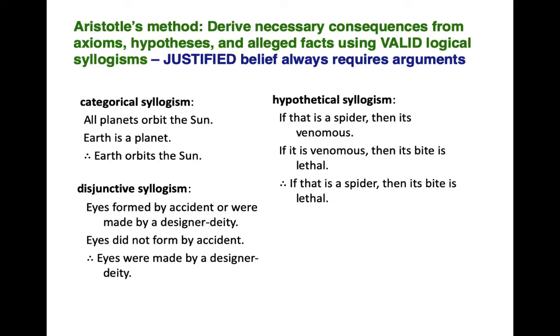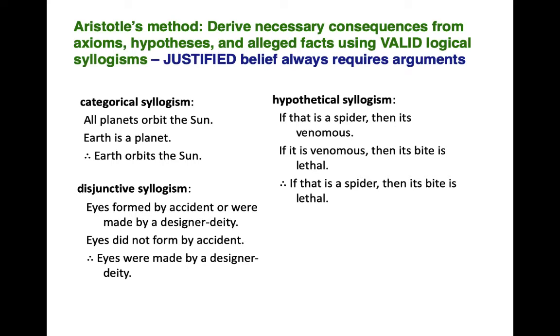Well, if you can show eyes did not form by accident, then you have proven eyes were made by a designer deity, namely God. So see, the disjunction, which is the first claim, gives you 2 possibilities, and if they are exclusive, ruling out one means the one remaining must be true.